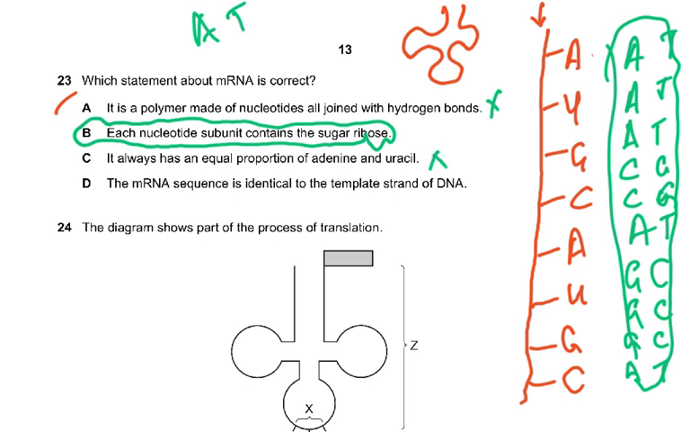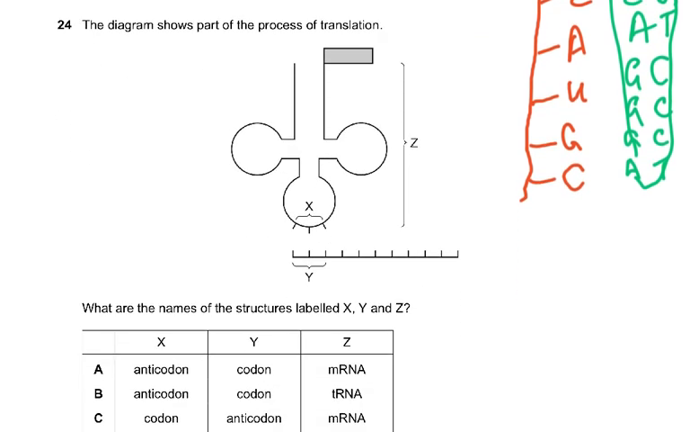The mRNA sequence is identical to the template strand of DNA. No. DNA has T. RNA does not have T, it has U. So A will pair with U and T will pair with A. So it is not there. So all these are wrong, and you must know why they are wrong. Okay, then coming to question number 24.